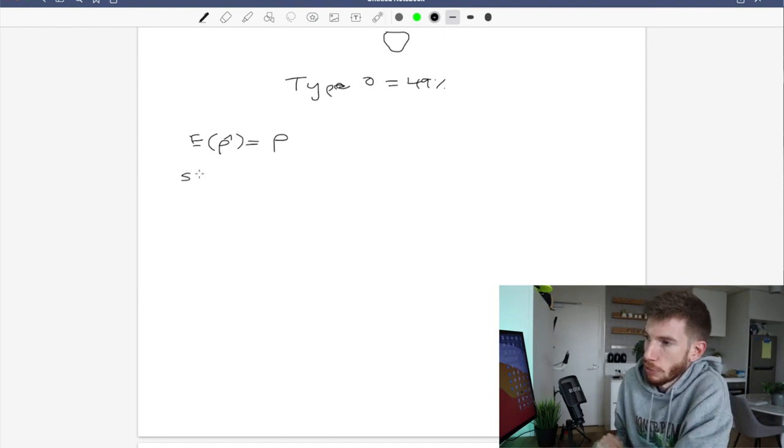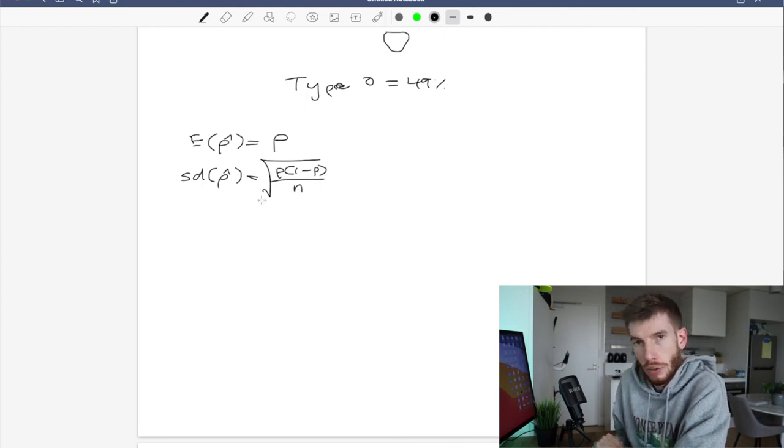The second one, we have a formula. So the standard deviation of P hat is given by the square root of P times 1 minus P, or the complement, divided by the sample size, and we square root that.